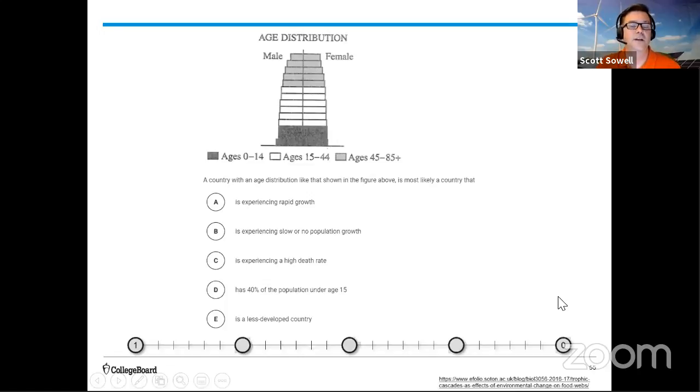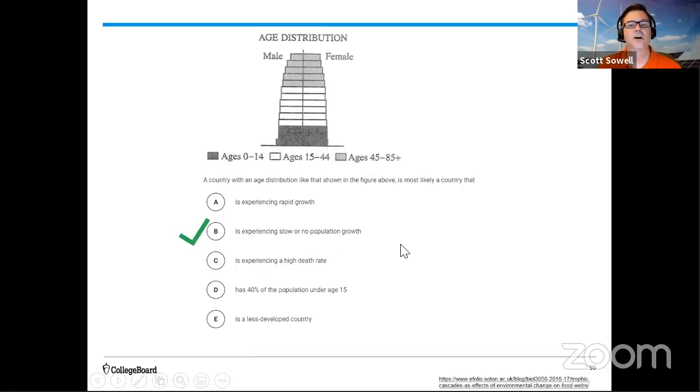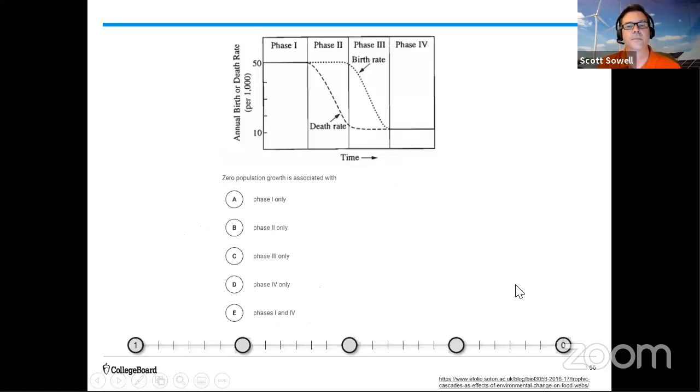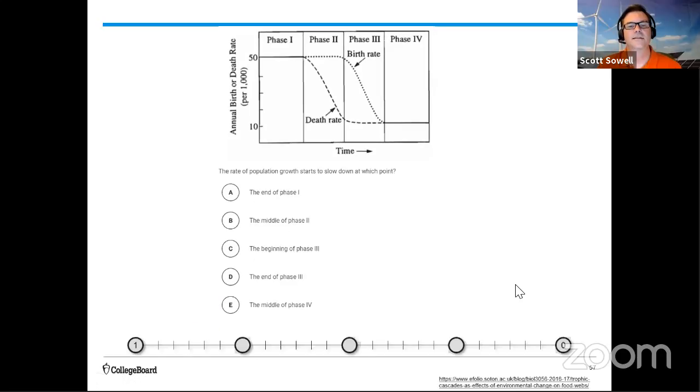Here's an example of a test question where you're asked to look at an age structure diagram. A country with an age distribution like that shown in the figure above is most likely a country that is experiencing rapid growth, slow or no growth, high death rate, 40% of the population under 15, or is a less developed country. Well, because it's really almost straight up and down, that points to slow or no population growth. All right, I'm going to skip that question. Feel free to go back and look at it.